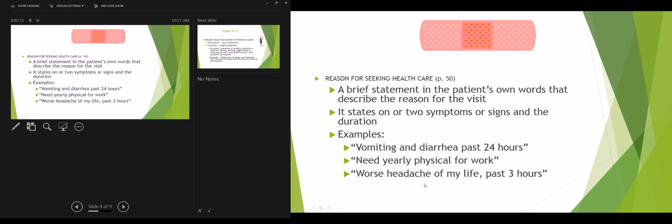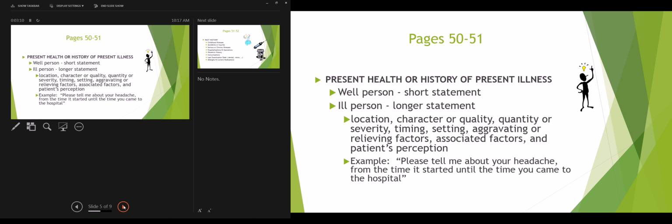Whereas if it's another patient, then usually you'll list one or two symptoms or signs and the duration. For example, vomiting and diarrhea past 24 hours. Worst headache of my life past 3 hours. Or something as simple as need yearly physical. Okay, so that one, very easy.